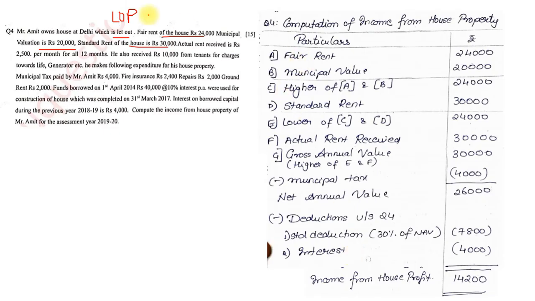So we start with the fair rent. Now it's given fair rent of the house is 24,000, so we note down 24,000. Municipal valuation is 20,000, so we note down 20,000. Higher of A and B: between 24 and 20, the higher is 24,000, so we take that. After that, standard rent is given as 30,000, so we note 30,000. Now lower of C and D: from these two, the lower value is 24,000, we take that. Actual rent received is 2,500 per month for all 12 months. So 2,500 into 12 comes to 30,000, that's our actual rent received.